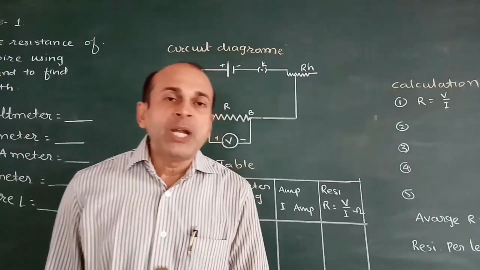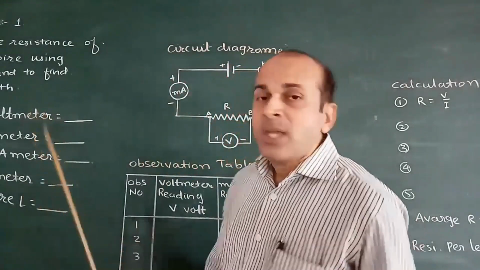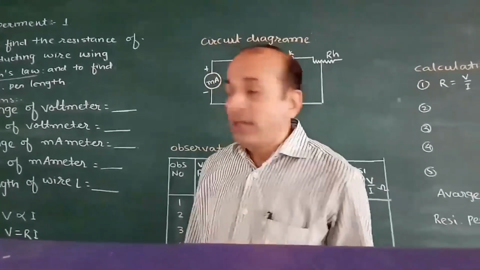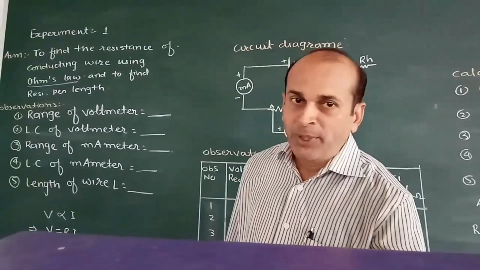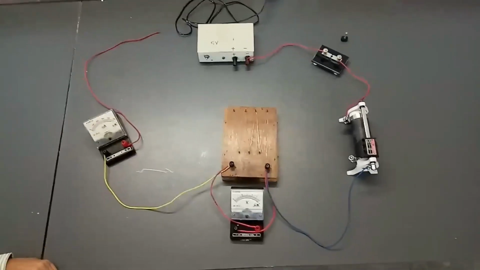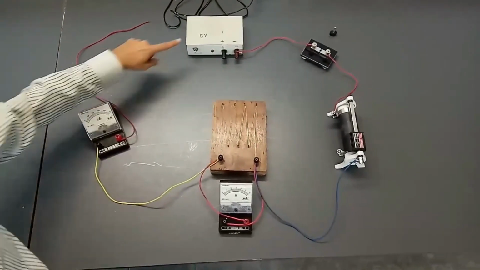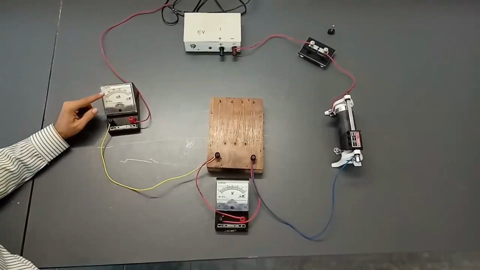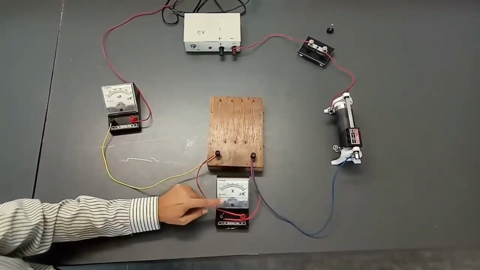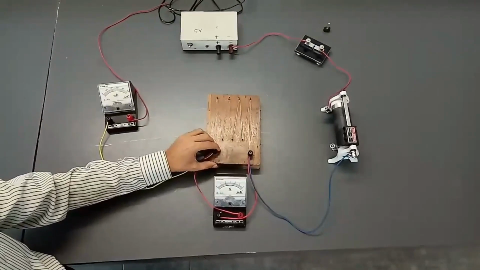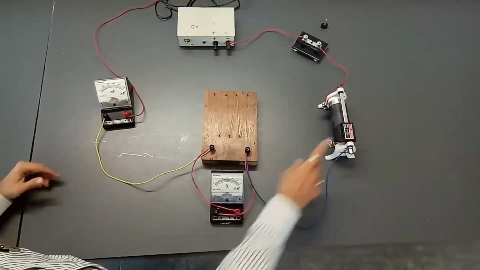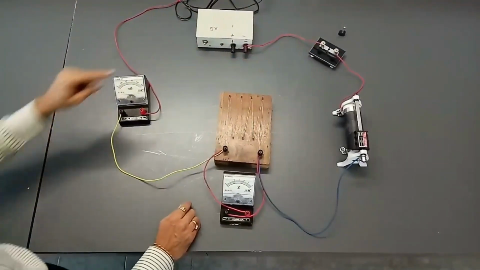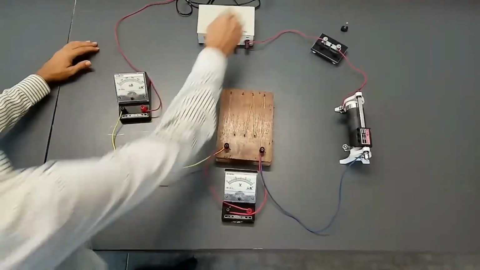Before starting the experiment, we will note down the range, least count, and error of the voltmeter and current meter. Now here we have a DC battery eliminator, then we have a current meter, a voltmeter, the unknown resistance, this one is the rheostat, and this one is the simple key. First switch on the battery, first from here, then from here.